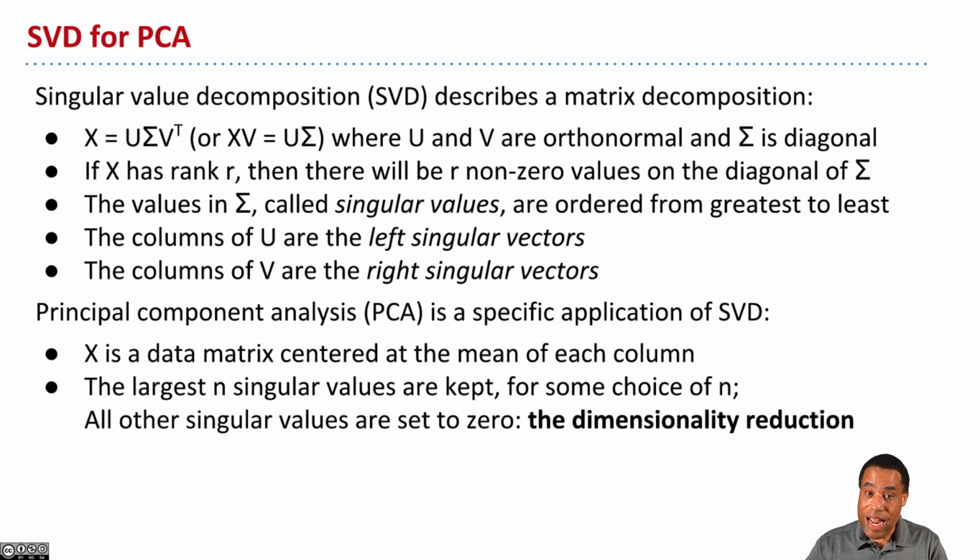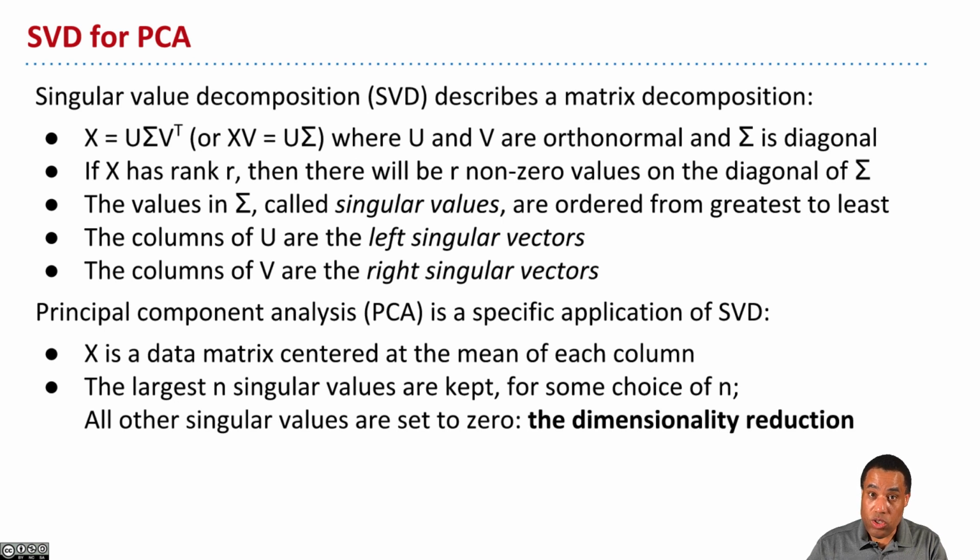The largest n singular values, we keep those for some choice of n, right? And then we set all the other singular values to 0. This is the dimensionality reduction step that we do. So we pick the choice for what n is going to be. That's going to control what the rank of our approximation is going to be. If we make it equivalent to our input dimensionality, then we'll end up with the most accurate representation.